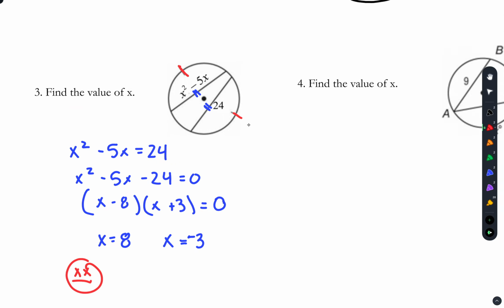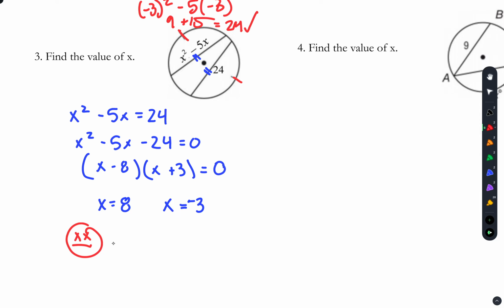So I'm going to plug in my negative value, so that negative 3 squared minus 5 times negative 3. And what do I get? Well, if you do this math, you get 9 plus 15, and that's a positive 24. So that works perfectly fine, right? So what I don't want to see is us crossing things off without checking. Don't cross off values without checking.